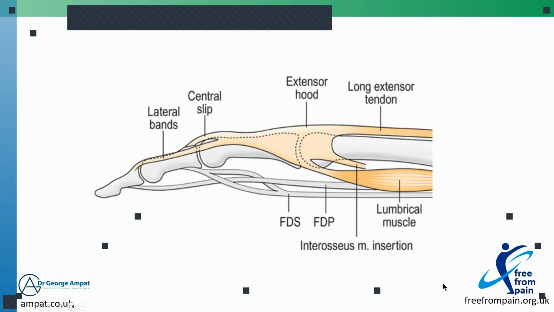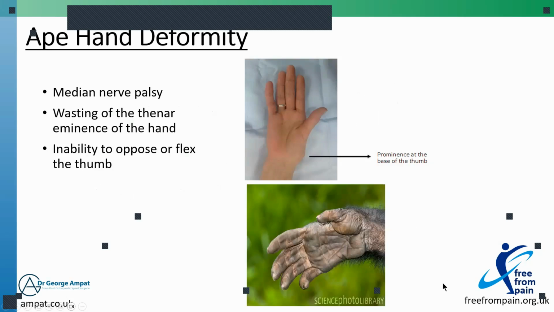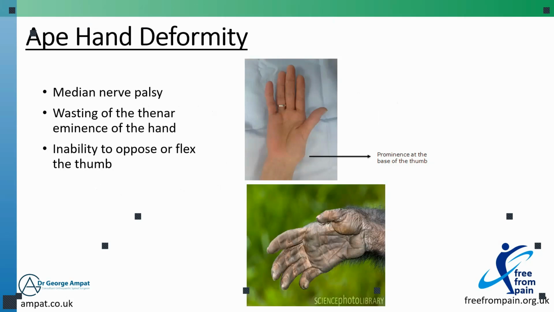So they work together. So looking at some of the nerve problems, when the median nerve is affected, you have what is known as the ape hand deformity, because you're not able to approximate the thumb to the other fingers. And there will be wasting of the thenar eminence, and you're not able to oppose or flex the thumb.